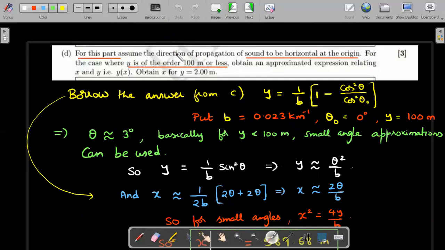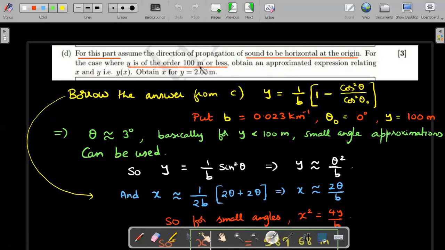Then the last part. Okay, this is the most interesting one. For this part, assume the direction of propagation of sound to be horizontal at origin. That means in the previous problem, it said the angle is theta naught. Now he's asking us to take theta naught to be 0. For the case where y is of the order of 100 meters or less, obtain an approximated expression relating x and y. That is asking for the trajectory equation, y versus x. He's asking us to eliminate the value of theta.